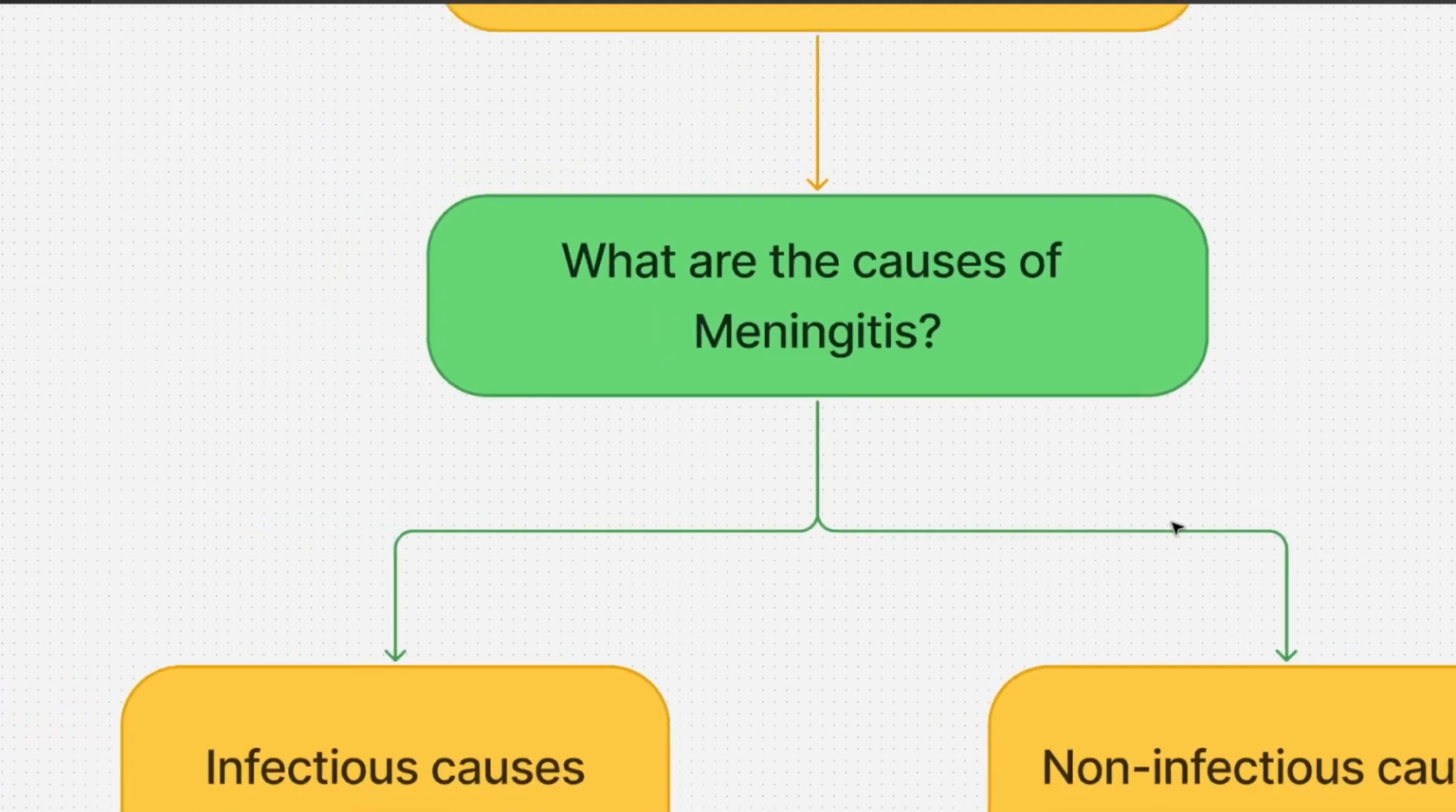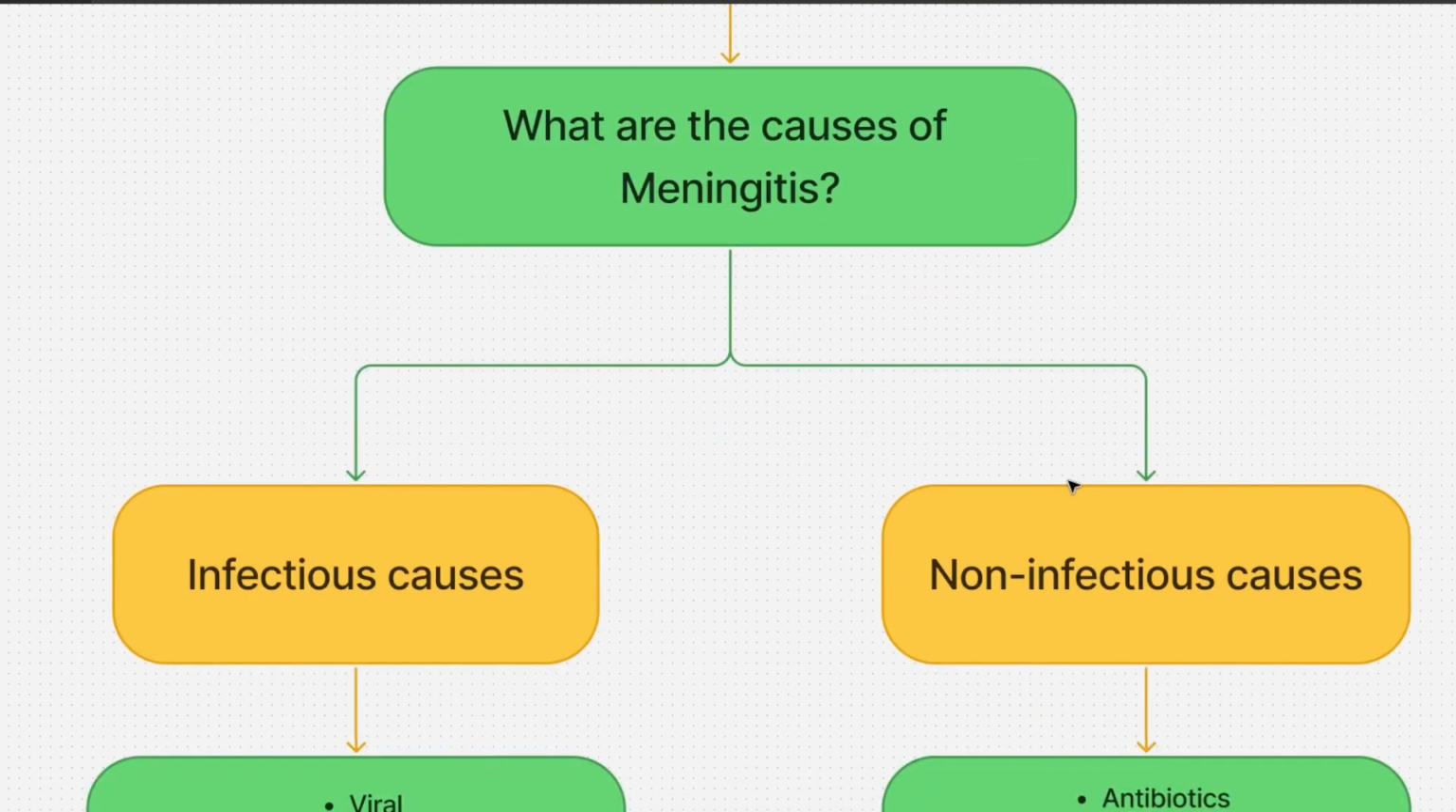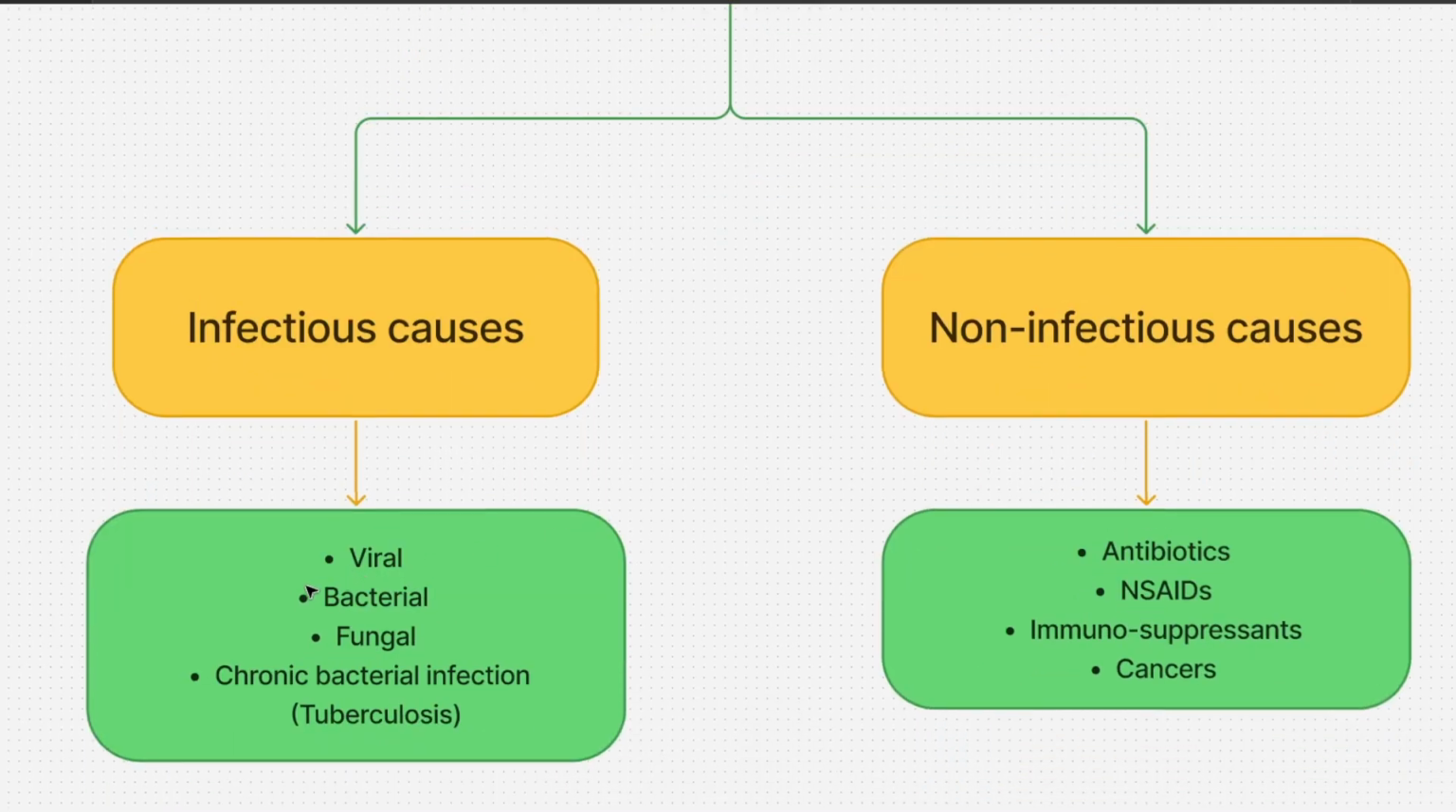So, let me zoom out. There are infectious causes and there are non-infectious causes. The infectious causes include the viral causes and bacterial causes. And in terms of bacterial, we refer to it as septic or pyogenic infection or inflammation. And chronic bacterial infection like tuberculosis, but this is not pyogenic because this is a chronic disease, and also fungal.